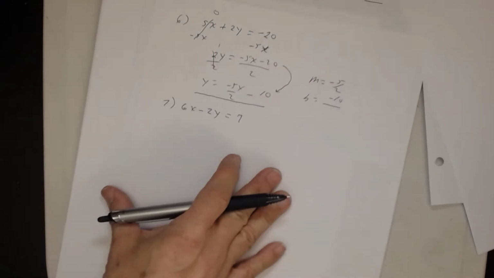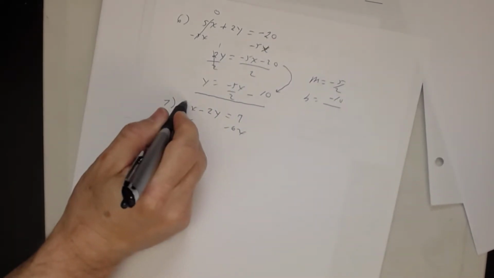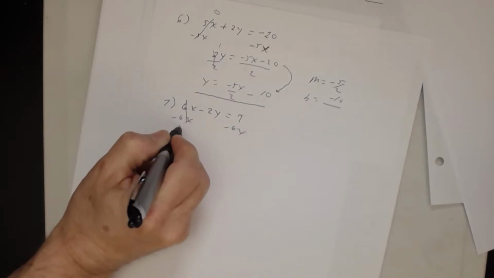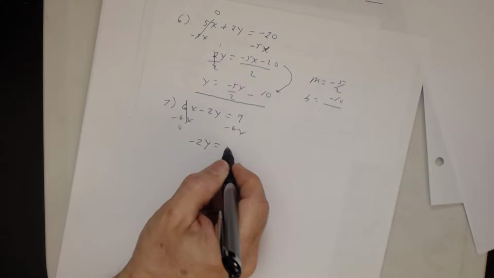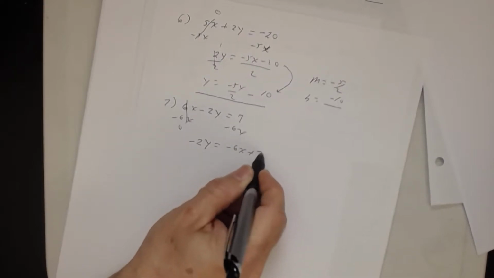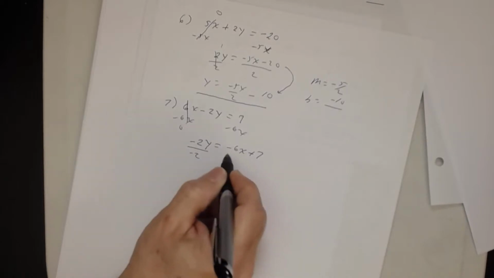Subtract 6x from both sides. Combine like terms at 0. What's left? -2y equals -6x plus 7. Divide both sides by -2, just like this.